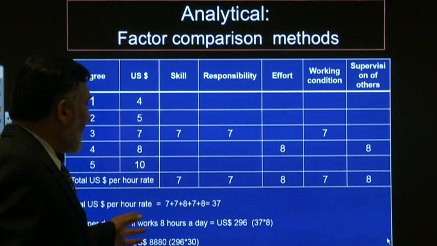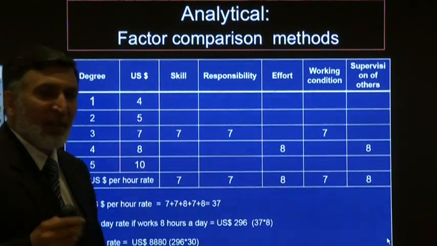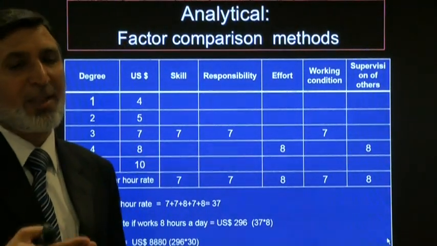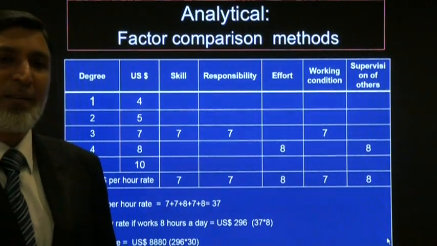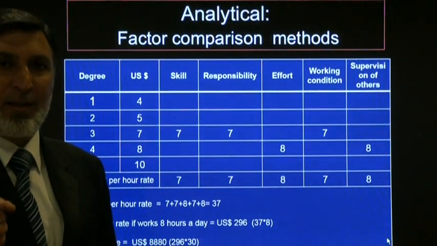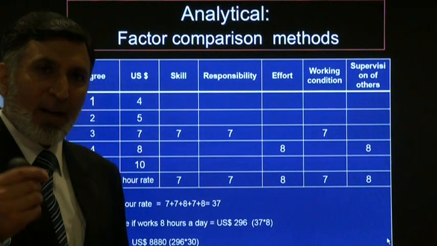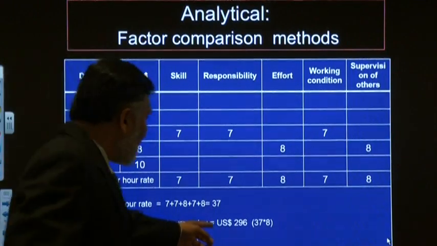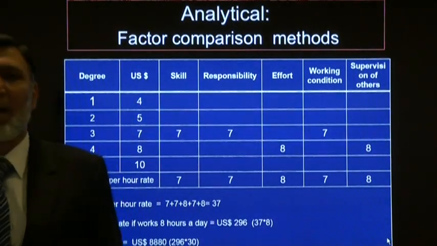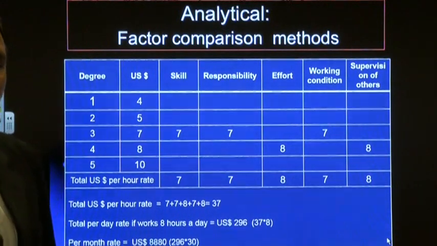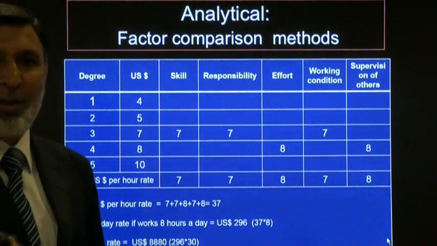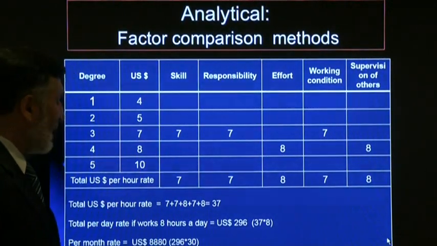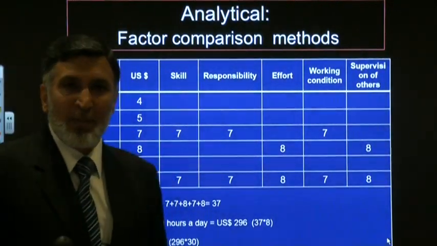And then the per day cost: when you calculate the cost per hour, then multiply by, suppose, that is hypothetical, suppose 8 hours a day the manager is working, then you can say per hour cost into 8, the cost will come to 296 per day. And then in order to calculate the cost per month, you take 296 into 30. So this is the cost per month.